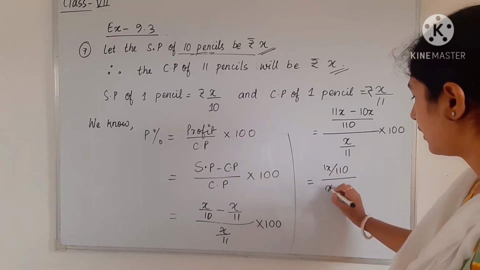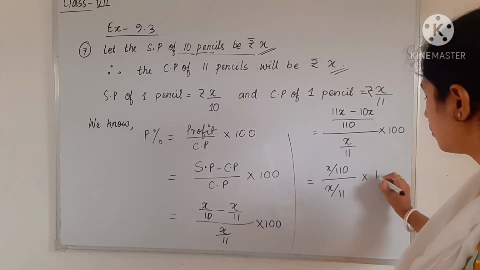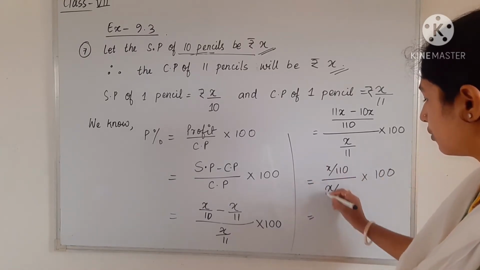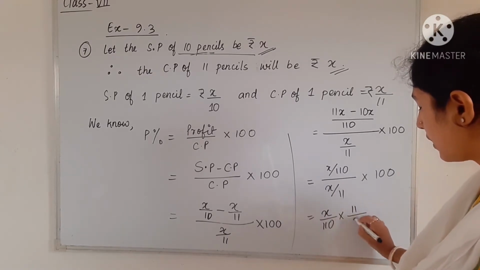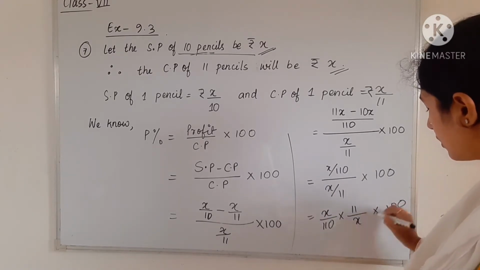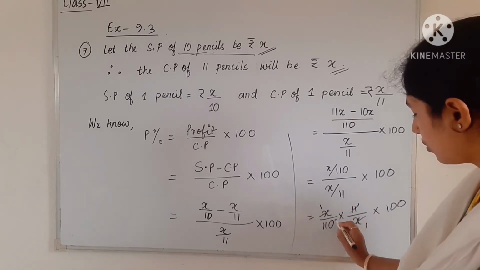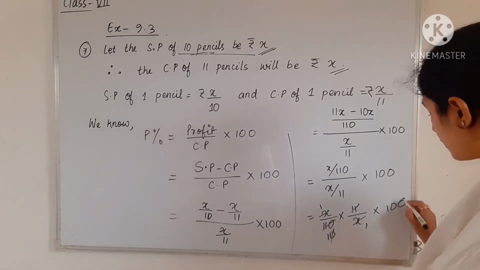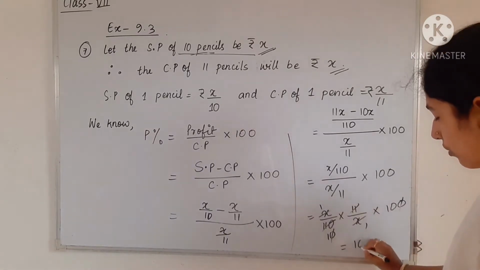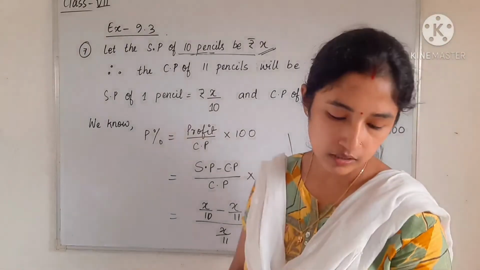Okay, so next you can see this will be 1x by 110, and in the denominator we are having x by 11. We can write 1x as x also, into 100. So you can see after doing simplification, this will become 11 by x into 100. So next see, x will get cancelled. Then 11 1s are 11 and 11 zeros are 0. Next, one 0 will be cancelled out. So finally we got 10. So 10% is the profit percent of this.